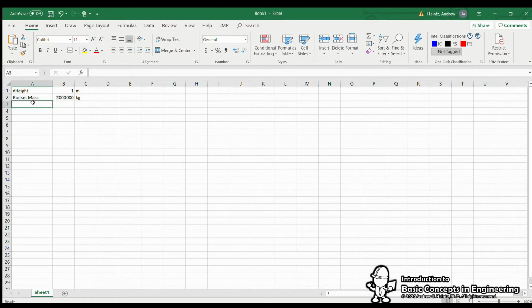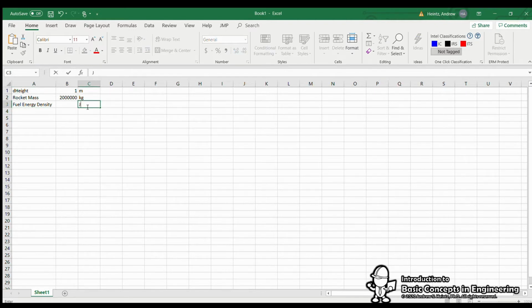Right, next, remember our fuel, we need to know how much fuel we're going to burn, and that's dependent upon the energy density of the fuel. So I went ahead and looked up a BP rocket fuel. So let's go fuel energy density, and let's go ahead and make ourselves just a little bigger so we can read it. And that is going to be in joules per kilogram. Now, I looked up the BP rocket fuel, and it is 44.65 megajoules per kilogram.